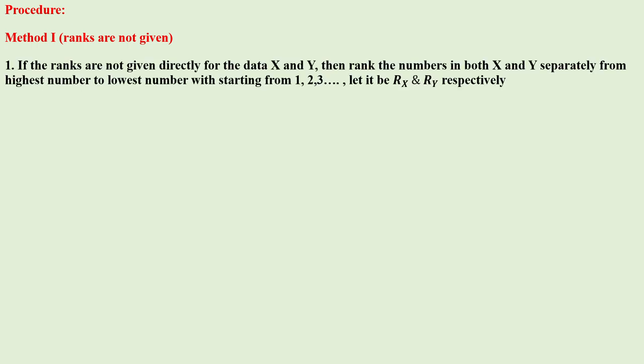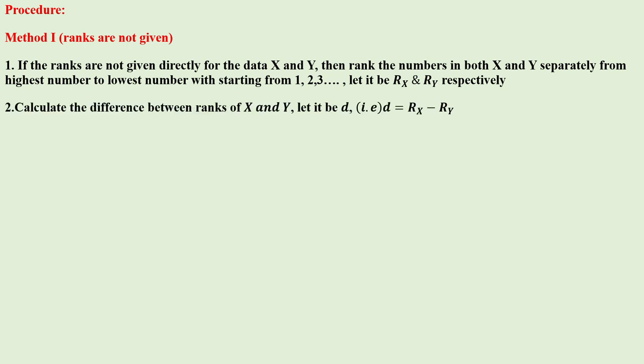So procedure, method 1: ranks are not given. If the ranks are not given directly for the data x and y, then rank the numbers in both x and y separately, from the highest number to the lowest number. If the data is 40, 30, 31, 52 like that, you take 52 as rank 1 and so on. You have to rank like this, starting from 1, 2, 3. Let them be Rx and Ry respectively, rank of x and rank of y.